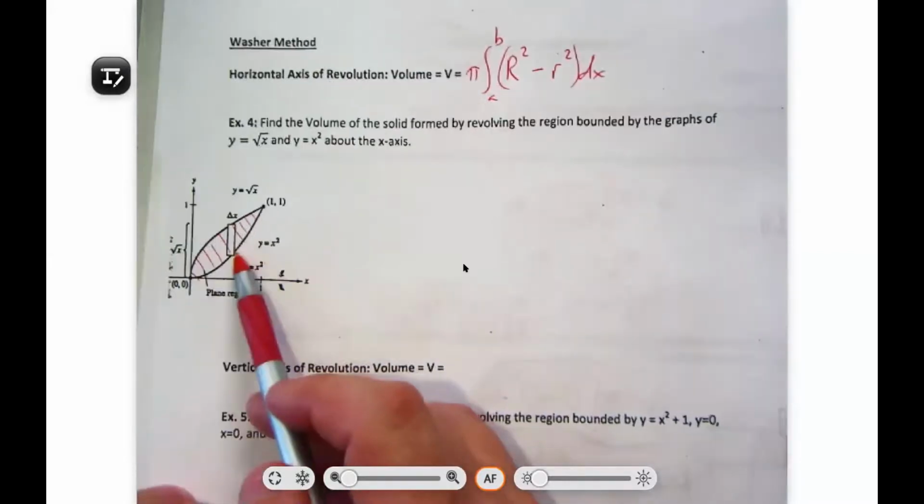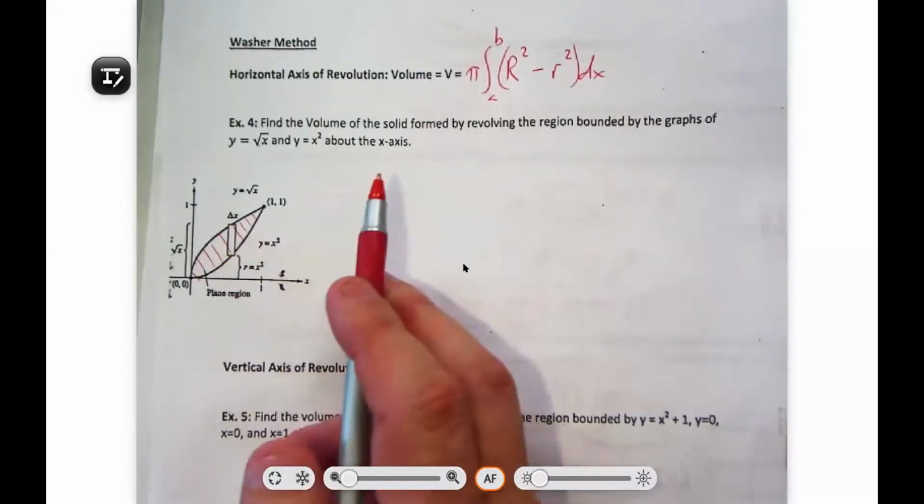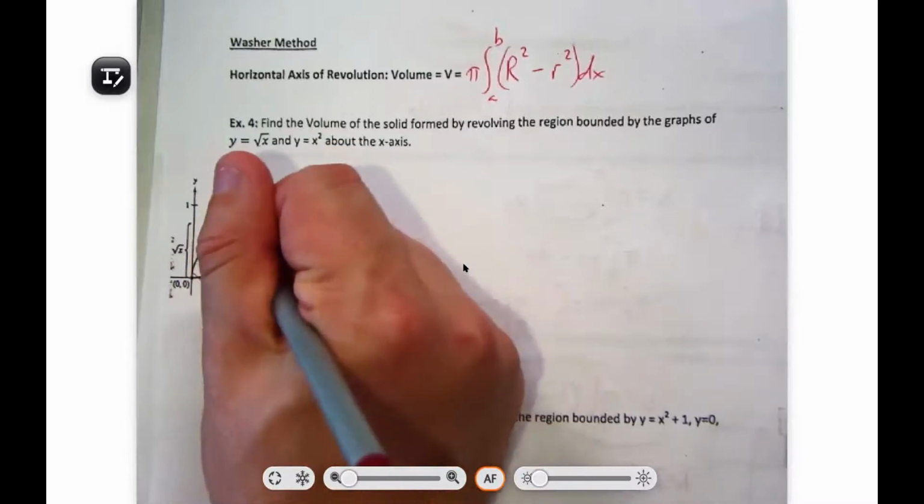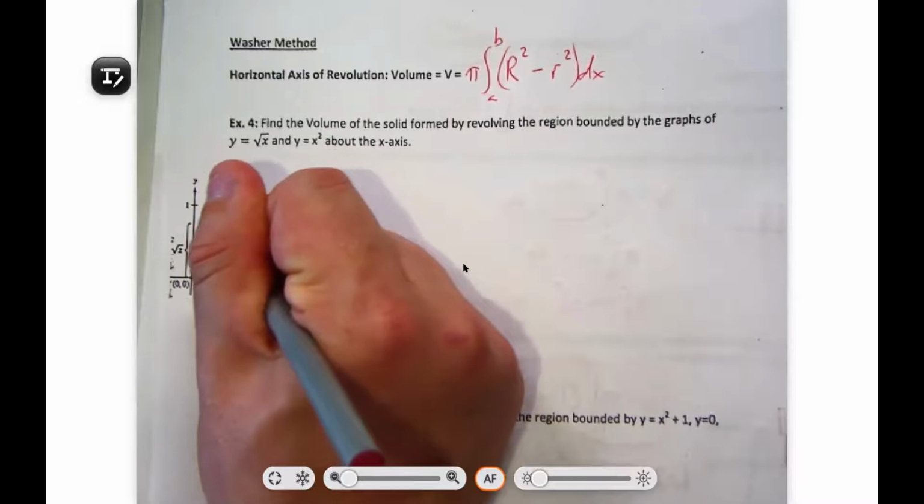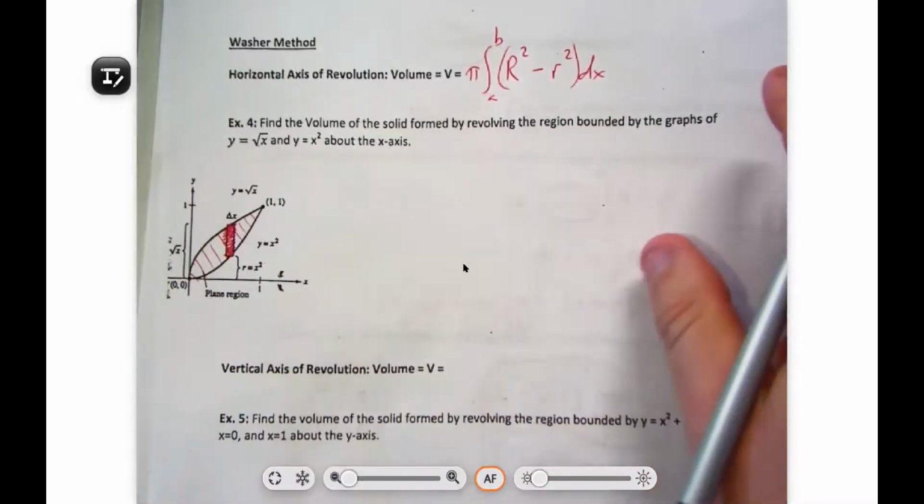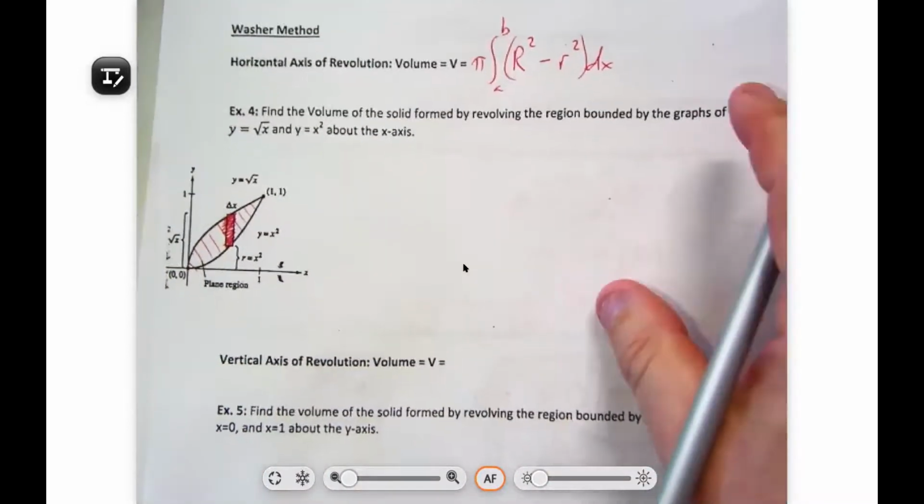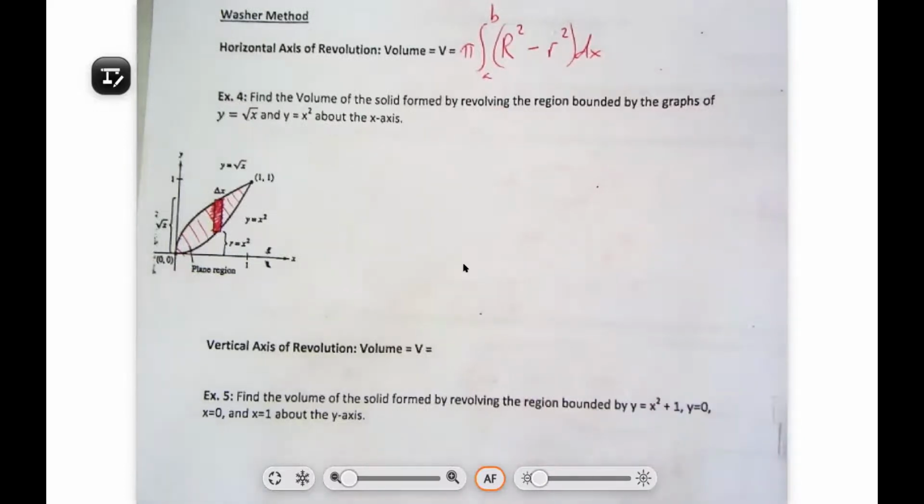So we have this region. And I don't like where they put that rectangle in there. That rectangle is like the worst rectangle placement ever. It doesn't help in any way, shape, or form. It has nothing to do with the problem. I hate it. I don't know why they do it that way.